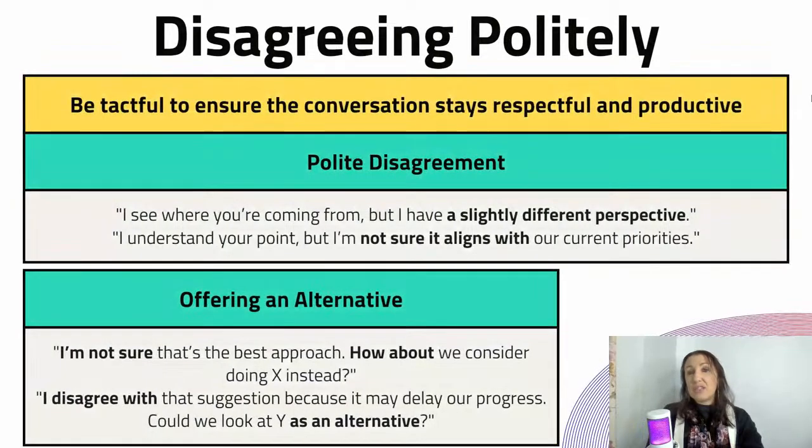And what is important is to disagree politely. You just don't like what you are being told, but you want to stay respectful. You want to be productive. You want to get what you want. So you want to be polite because of that. You say something positive, like I see where you're coming from, and then you give the but section. But I have a slightly different perspective. Hear me out, and then you give your point. I understand your point, but I'm not sure it aligns with our current priorities. So you are giving a positive point, and then the other part.